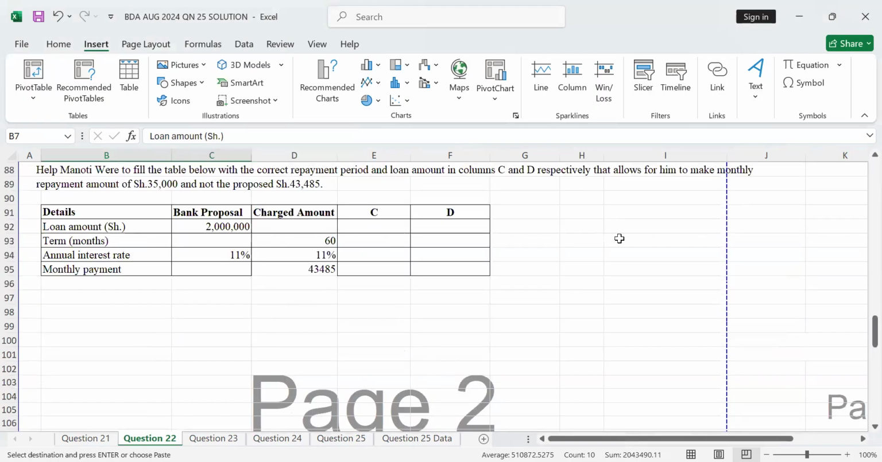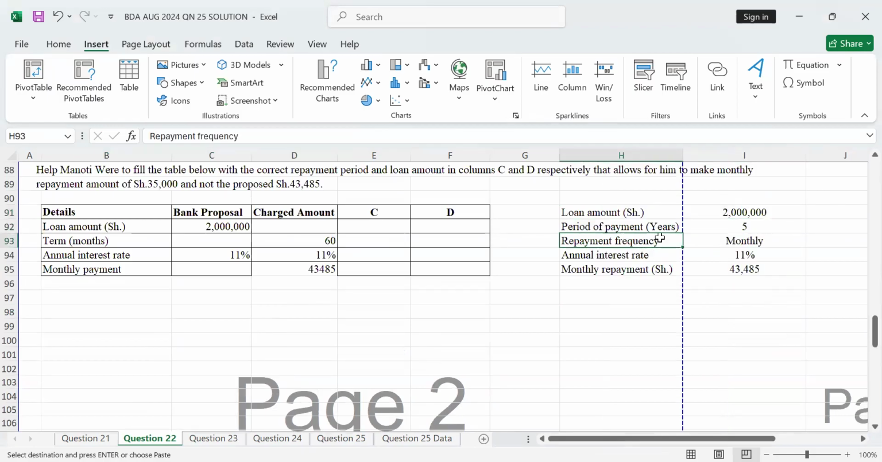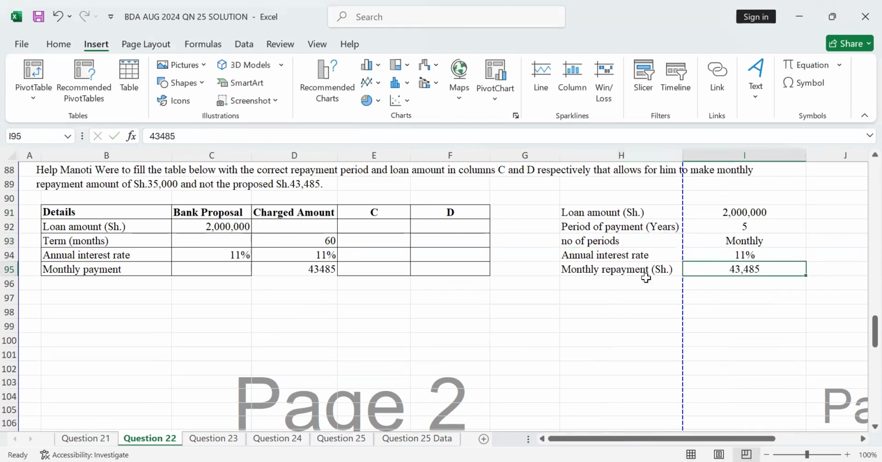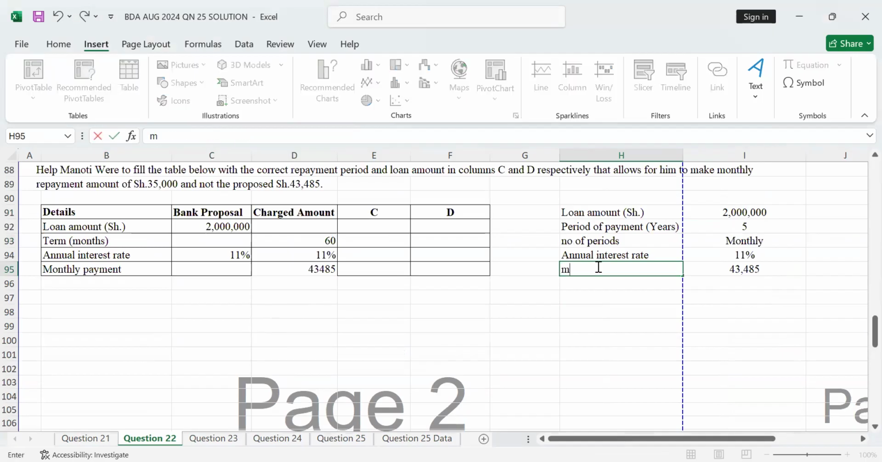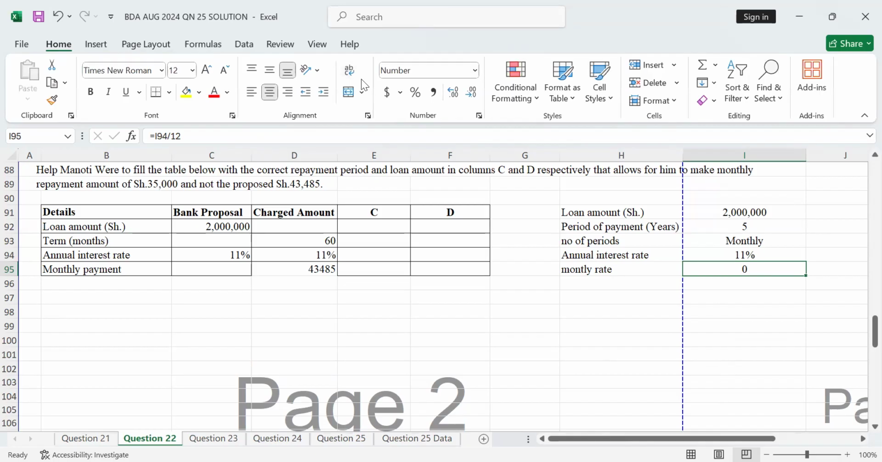Let me just have it here. That is the information that is here. So this is the loan amount. We have the period here. I can have here the number of periods, which in this case, we know it is that one. I can also have the other one, the monthly rate. Let me have the monthly rate. Monthly rate here, it will be equals, this you divide by 12. Because that is the monthly rate. You can just increase the decimal points that way.